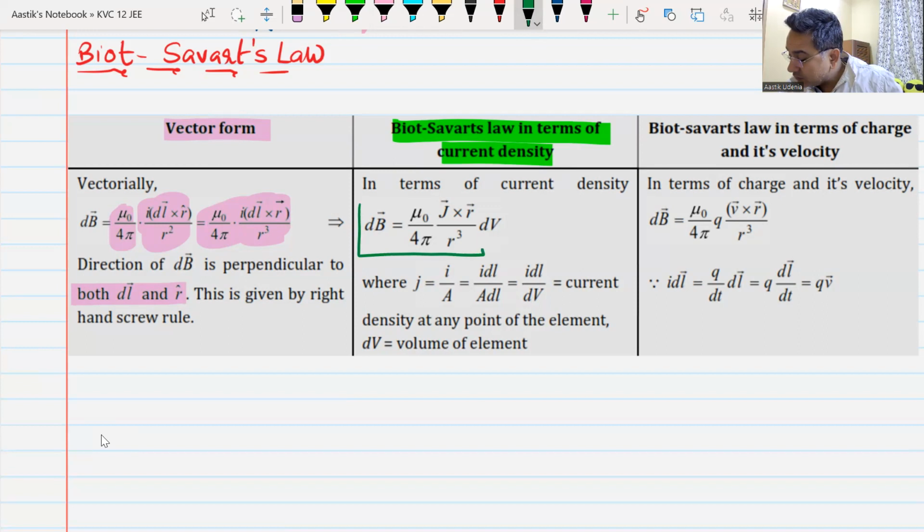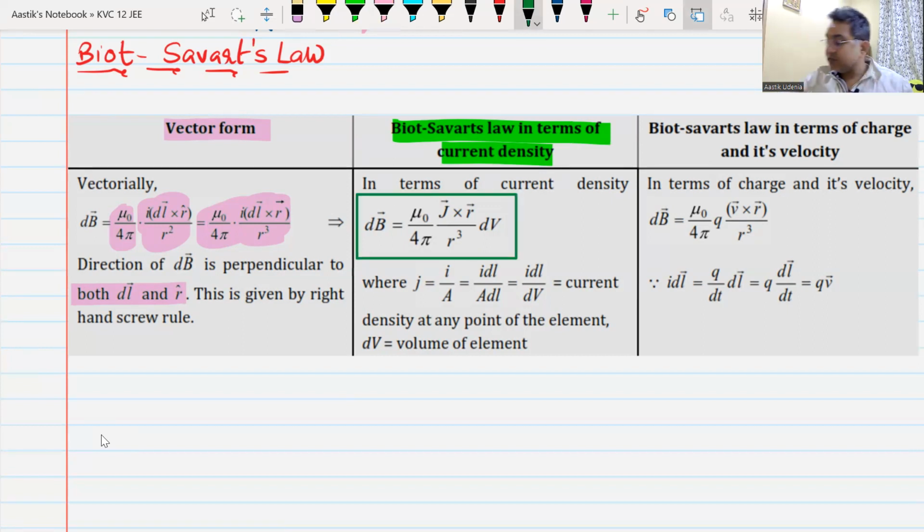So, in terms of current density, my dear friends, the formula looks like this. This is just a mathematical interpretation of calculating current and then finding out current density, then converting that current density into I dl, so you multiply it by dv, and that is how the formula looks in terms of current density, where dv is the small volume of the element. Do we understand this?